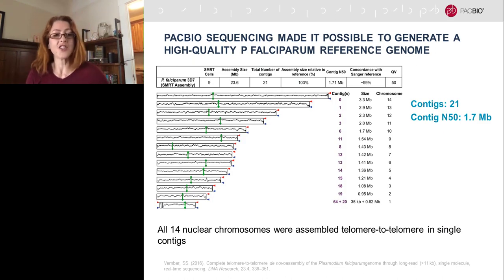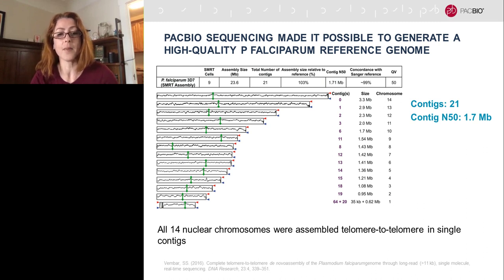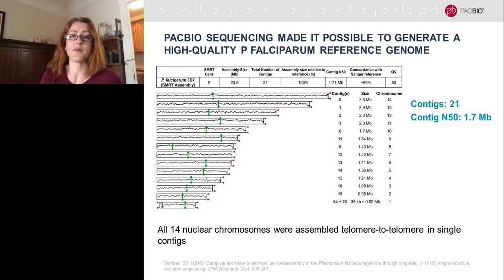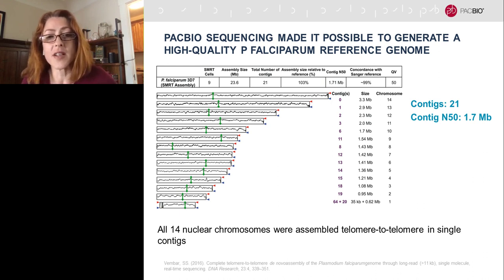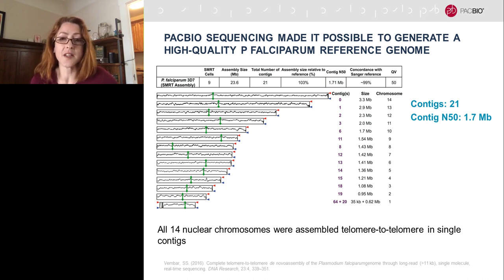So enter PacBio sequencing. In 2016, PacBio undertook some collaborative work to sequence the Plasmodium falciparum genome and to greatly improve the reference here. What I'm showing you here is the overall assembly statistics for this genome. As you can see, all 14 chromosomes have been resolved to a single contig, and these contigs stretch from telomere to telomere.